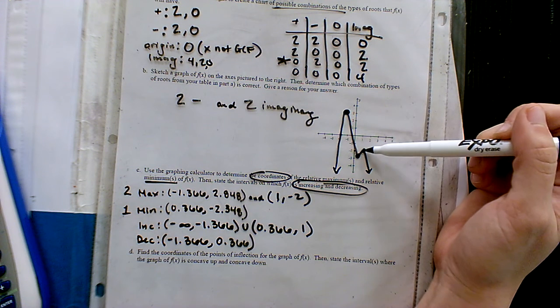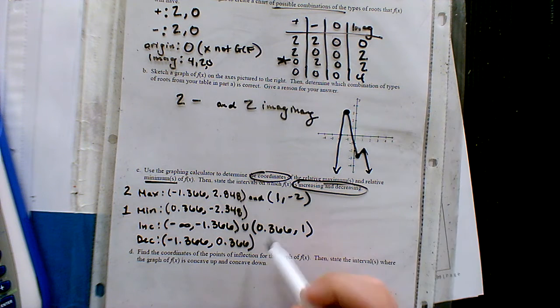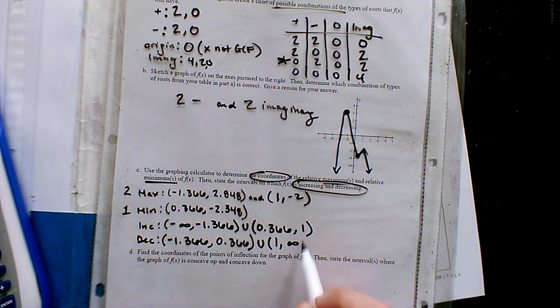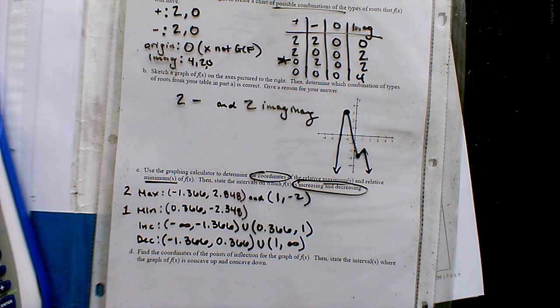And as you end your tracing, you're going to be going down forever to the right. So we'll throw in a U for decreasing, and we go from 1 to infinity. Okay, so as soon as we can find those maxes and mins, we can automatically determine where a graph is going up or going down.